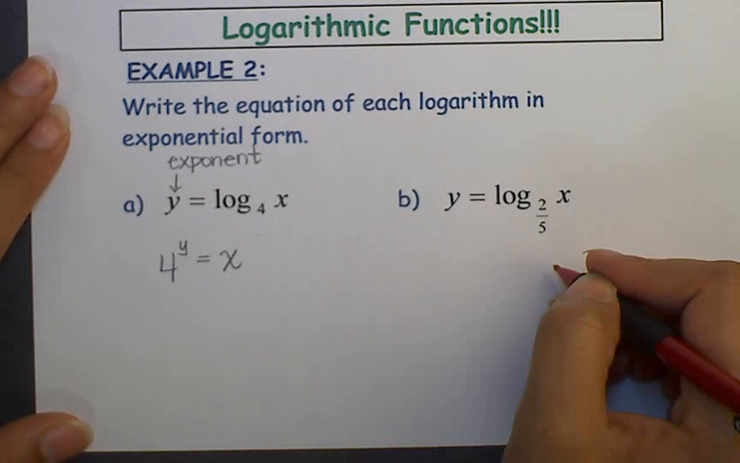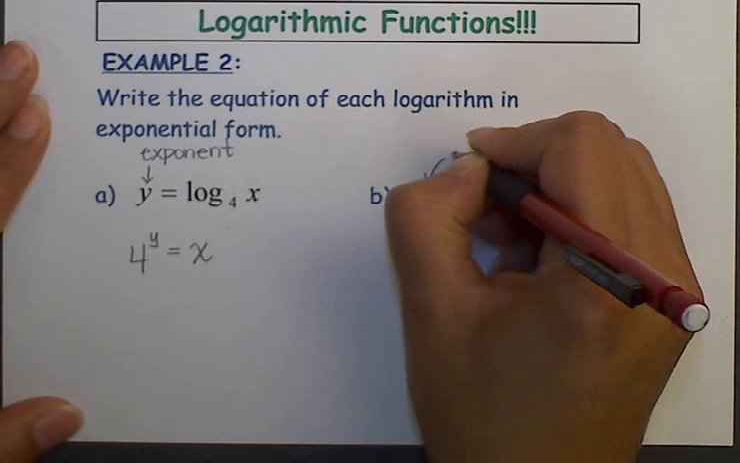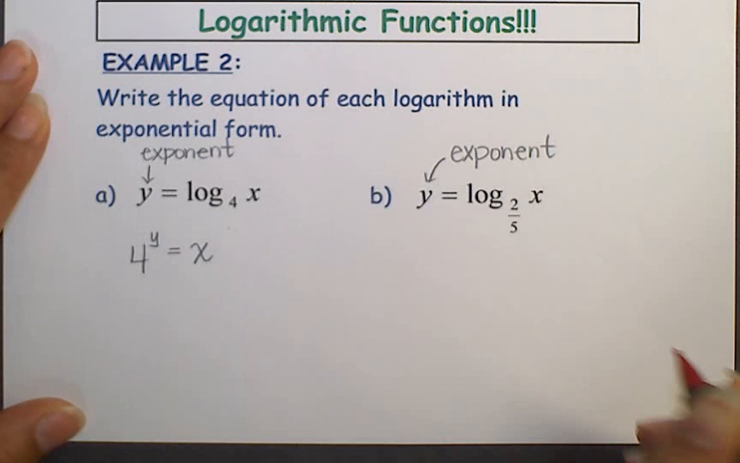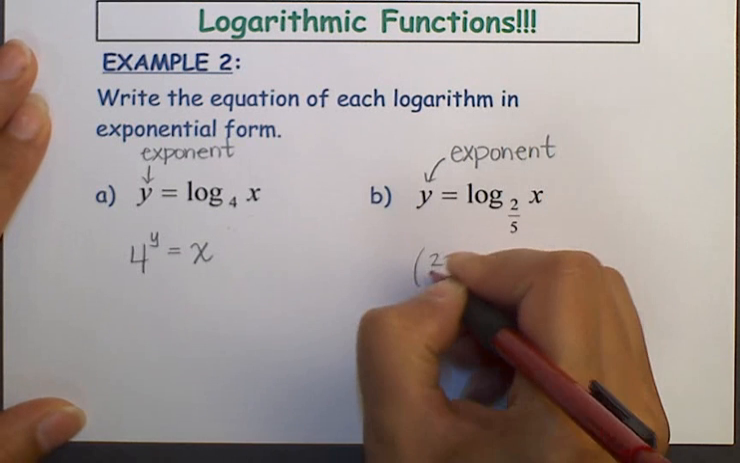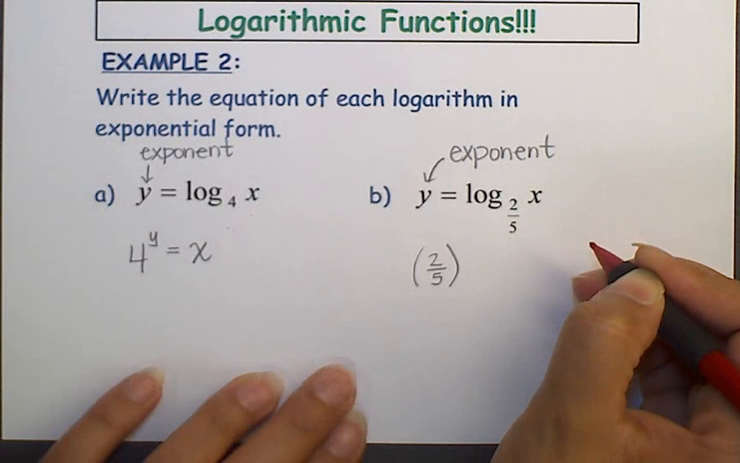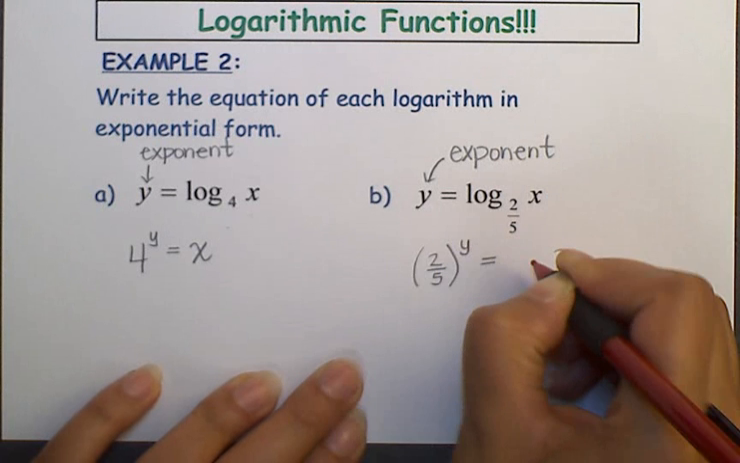We'll do the same thing for the next one. Here's our exponent part. Remember, a logarithm represents an exponent. So we have a base of 2 over 5. Don't forget to put it in brackets since you're going to be applying an exponent to it. So you'll have 2 over 5 to the exponent y is equal to an answer of x.